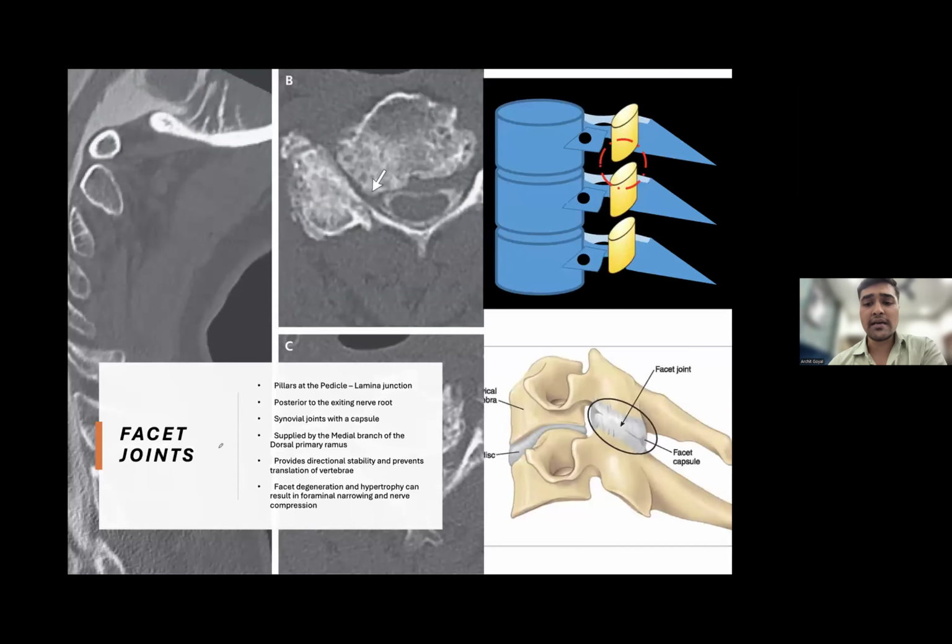The second important anatomical structure is the facet joints. These are the pillars at the pedicle-lamina junction. They are posterior to the exiting nerve root, as we have seen. These are synovial joints with a capsule. Facet joint degeneration and hypertrophy can result in significant foraminal narrowing and nerve compression. As we can see in this example of a CT scan, the facet hypertrophy has resulted in significant narrowing of the exiting foramen, resulting in compression of the cervical nerve root.